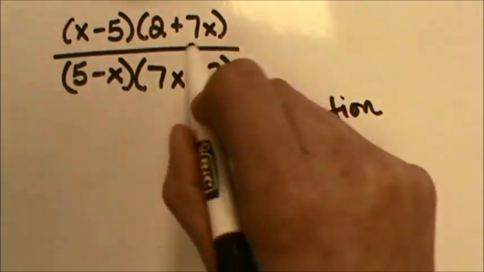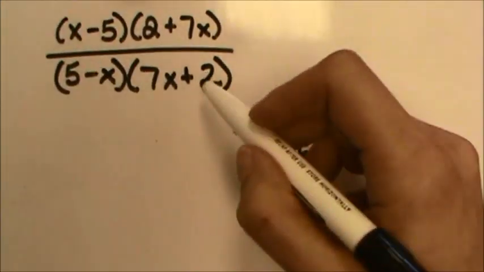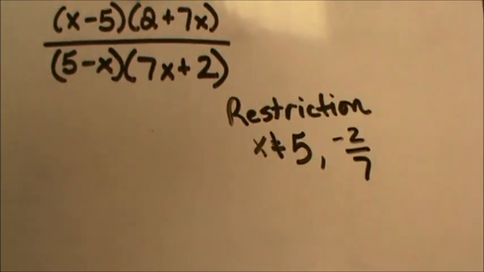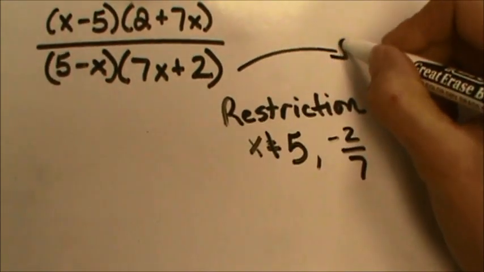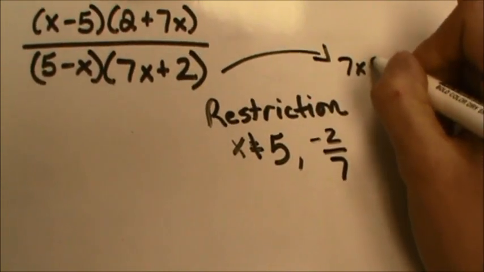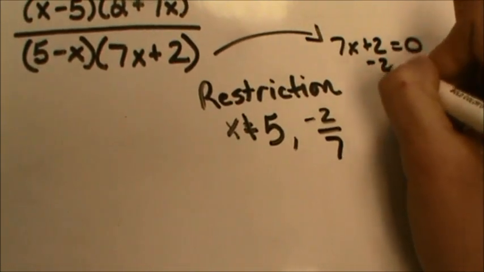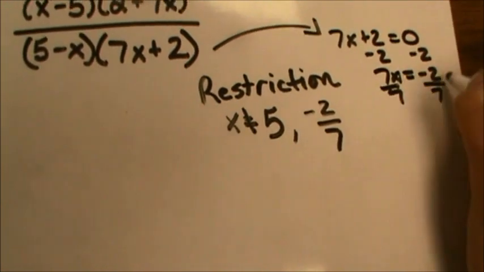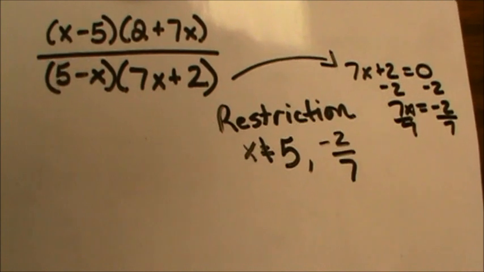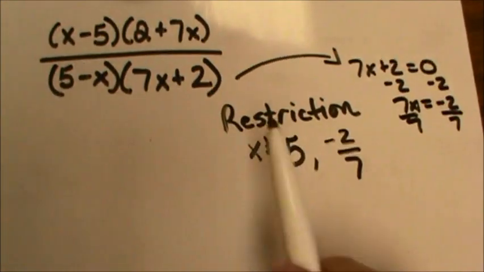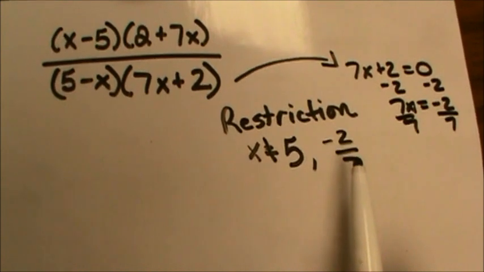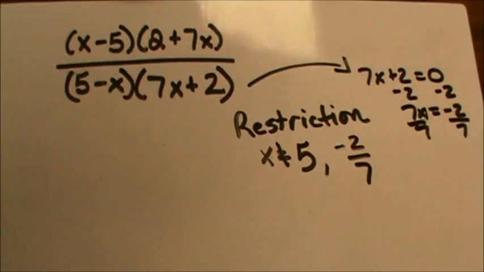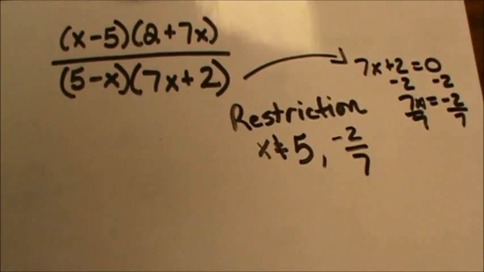I also have this factor over here, though, that could have a variable for x. And just like when we solved using the zero product property, x cannot be negative 2/7. How did I get negative 2/7? Well, if you're not sure, I'm really saying, okay, what value for x would make this 0? I'm subtracting 2, and then I'm dividing by 7. And that's where I get my negative 2/7. So this algebraic fraction has two restrictions. X cannot be 5 or negative 2/7. Those two values, if we plug them in, will make the denominator 0. You cannot divide by 0.